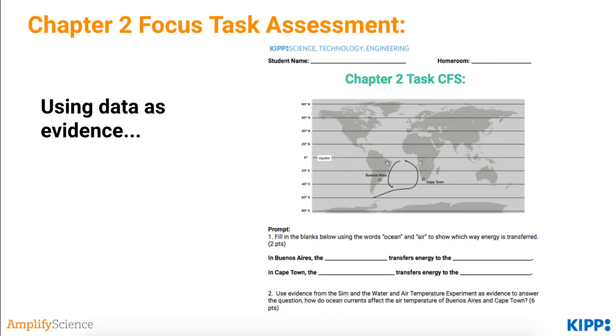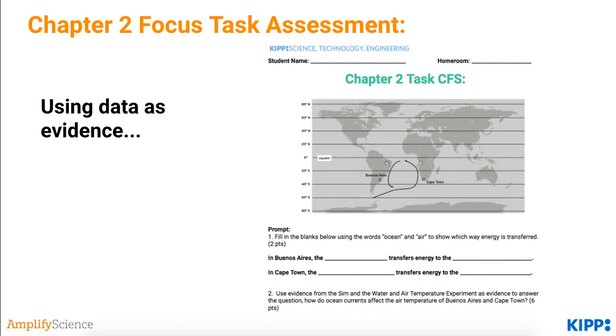In the Chapter 2 task, they really look at using data as evidence. They're asked to compare Buenos Aires and Cape Town and look at the two different currents that go by those locations. Now, these two cities are about the same latitude. So what is going to cause them to be different? The currents. Students are here tested to see if they know exactly how those currents might affect the air temperature in those locations, and then asked to explain.